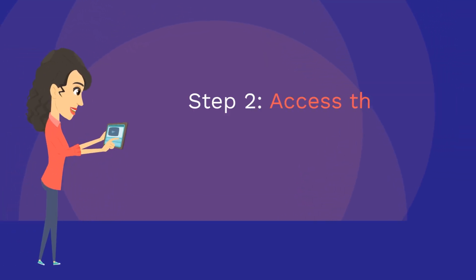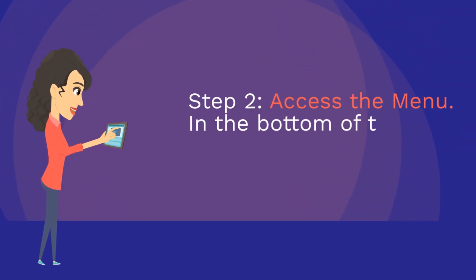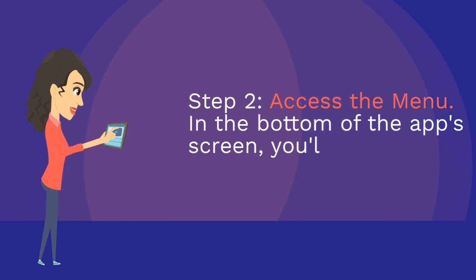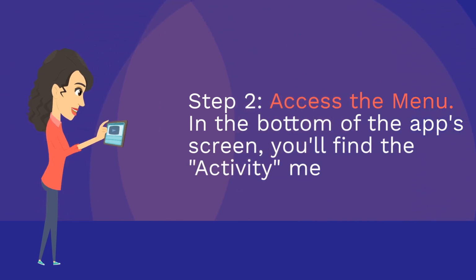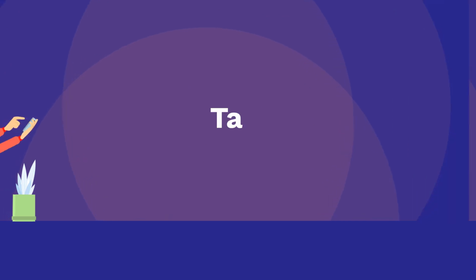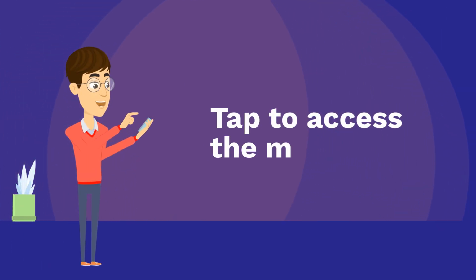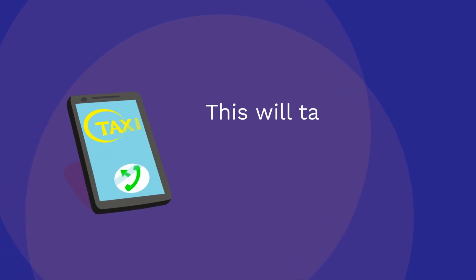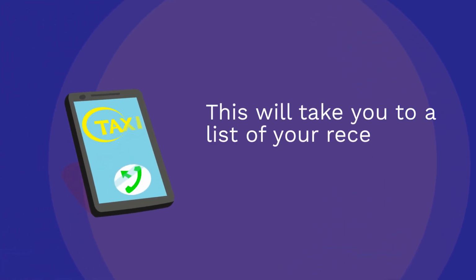Step 2. Access the menu. In the bottom of the app screen, you'll find the activity menu. Tap to access the menu. This will take you to a list of your recent Uber rides.